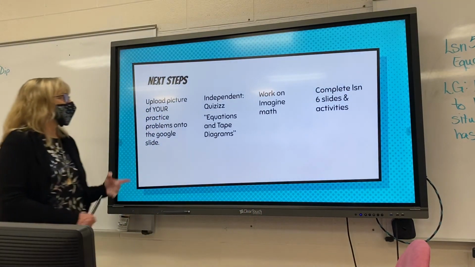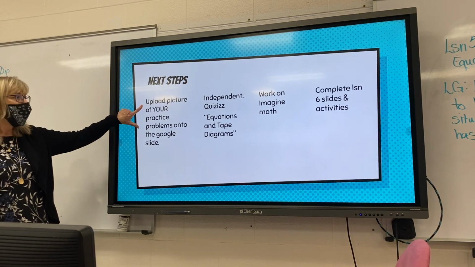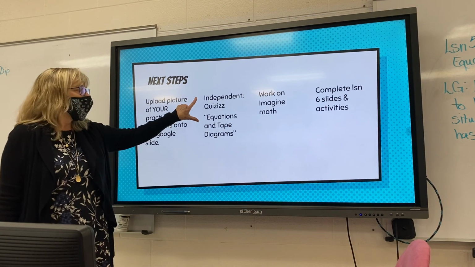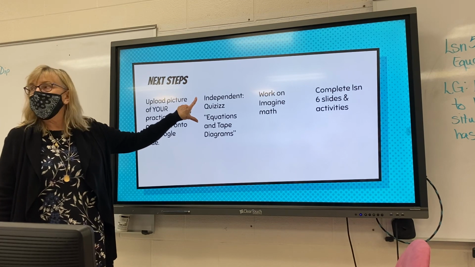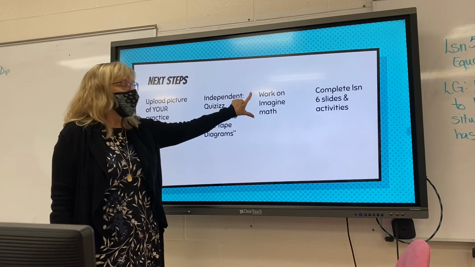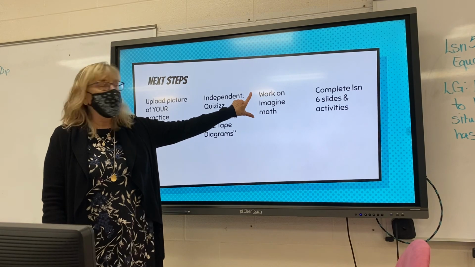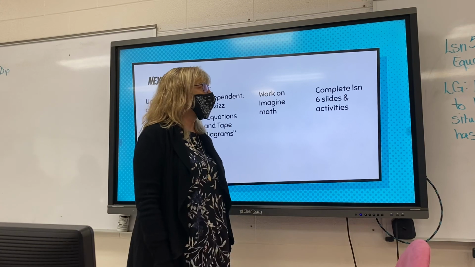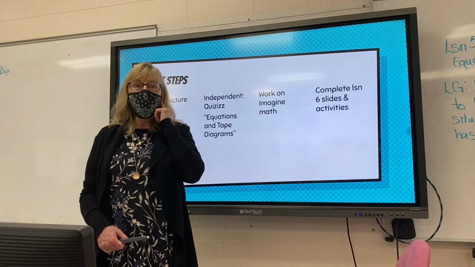All right, next steps. Upload your picture of your practice problems onto that Google slide. You have an independent quiz to do. It's called Equations and Tape Diagrams. If you had signed up for my class, it should be listed in your assignments. If not, I put the link for the code. You need to have 2 lessons completed for Imagine Math and complete the lesson 6 slides and activities before class on Thursday. Tomorrow you have a CPA.